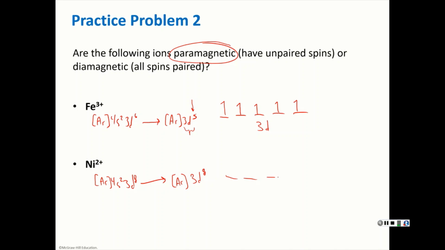So again, we draw our 5 3d orbitals. Now we're putting in 8, so 1, 2, 3, 4, 5. We have 1 in each. Now we have to start pairing, so that's 6, 7, and 8. This one has only 2 unpaired electrons, but it still has unpaired electrons, so it's still paramagnetic.